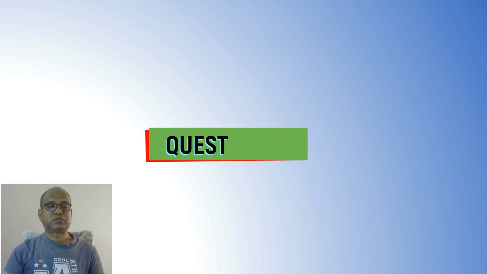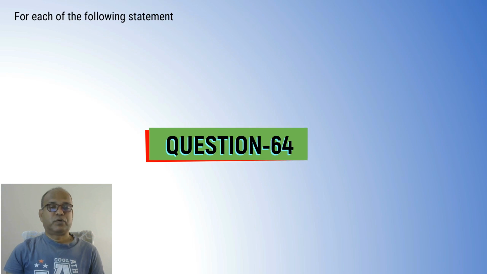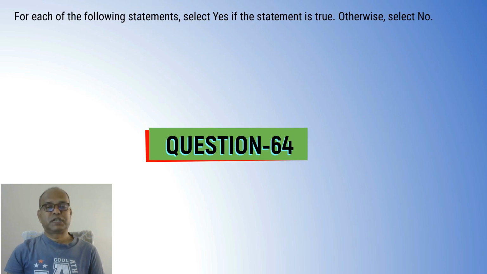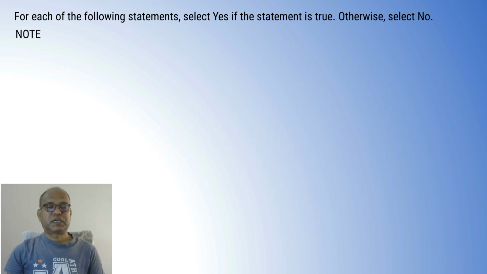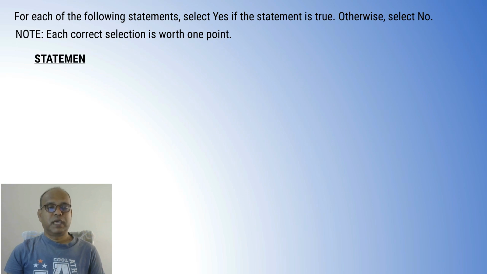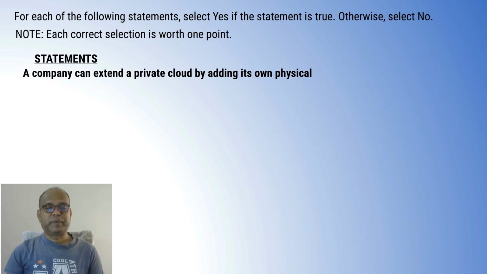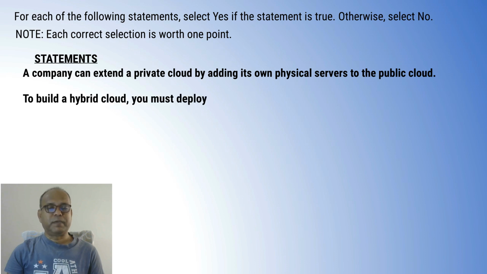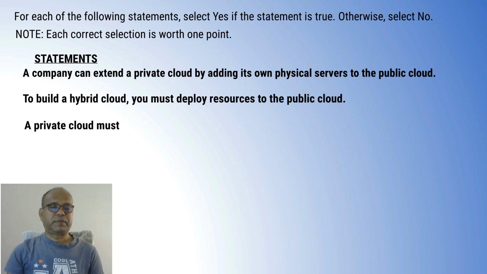Move to the next question, question 64. For each of the following statements, select yes if the statement is true. Otherwise, select no. Each correct selection is worth 1 point. Statements. A company can extend a private cloud by adding its own physical servers to the public cloud. To build a hybrid cloud, you must deploy resources to the public cloud. A private cloud must be disconnected from the internet.